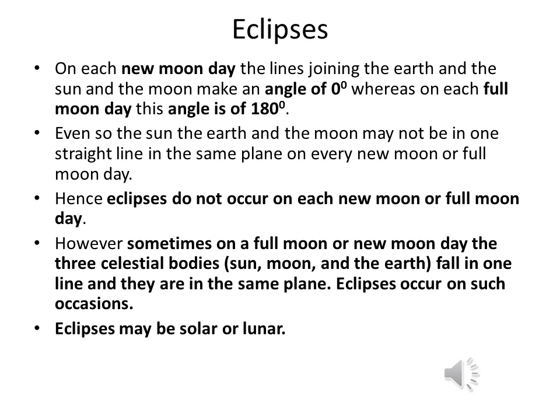Even so, the Sun, the Earth, and the Moon may not be in one straight line in the same plane on every new moon or full moon day. Hence, eclipses do not occur on each new moon or full moon day. However, sometimes on a full moon or new moon day, the three, that is, the Sun, the Moon, and the Earth, fall in one line and they are in the same plane. Eclipses occur on such occasions. Eclipses may be solar or lunar.